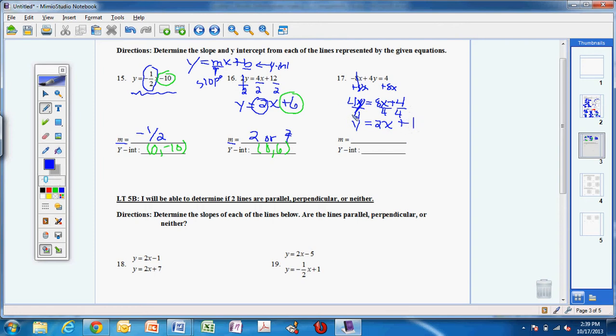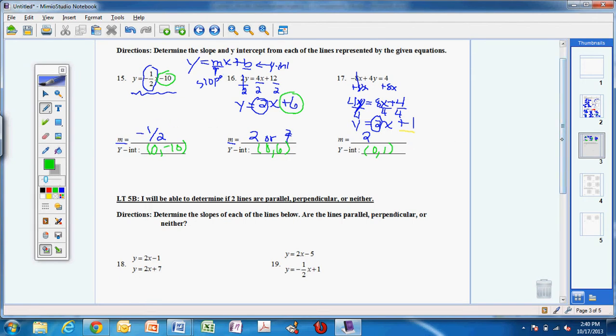From this, now it's in slope-intercept form, so I can easily see what my slope and y-intercept are. My slope, again, the number before the variable, is going to be 2. And then my y-intercept is the plus b part, in this case the plus 1. So I am going to have a y-intercept at the point 0, 1. If I were going to actually graph this, the graph would cross my y-axis at the point 0, 1. So that's determining slope and y-intercept from each of those.